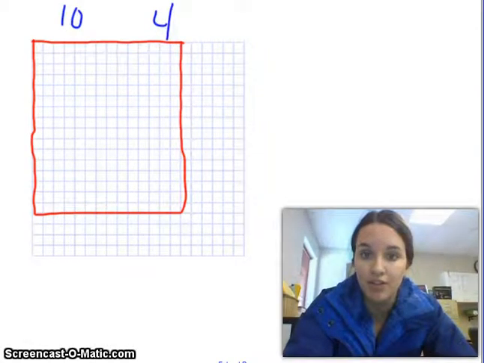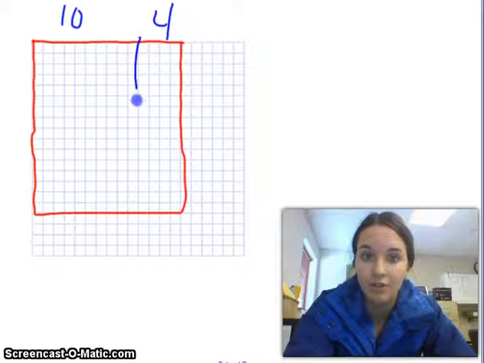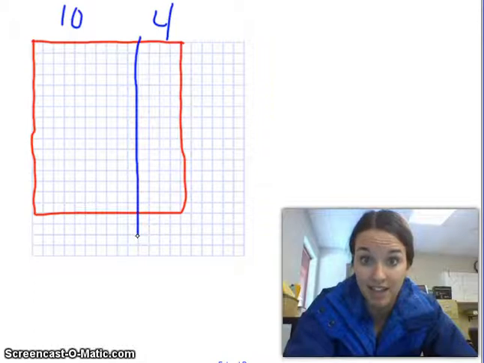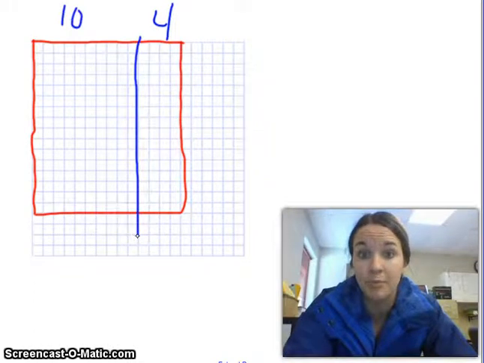Then I'm going to actually draw a line that splits up. So I know everything to the left of that blue line is in my 10, and everything to the right of that blue line, there's just 4. Then I'm going to do the same thing for my factor that is in the columns.